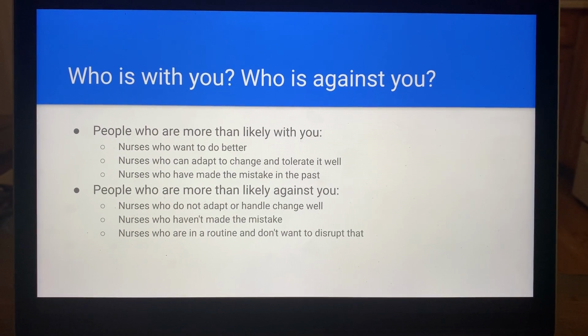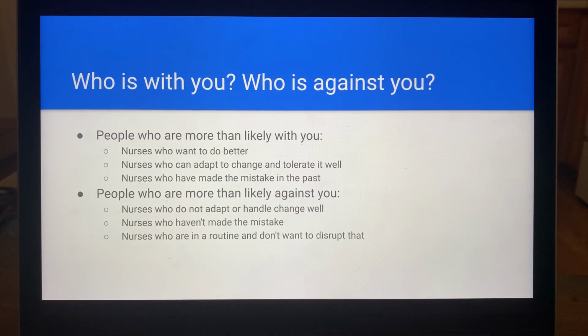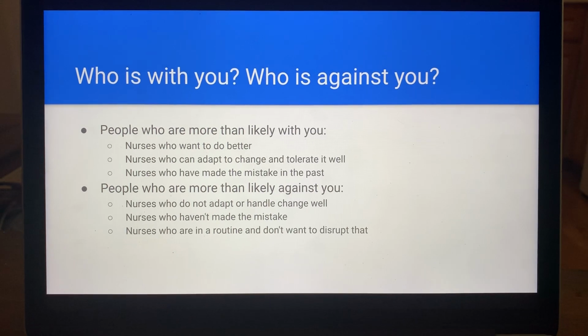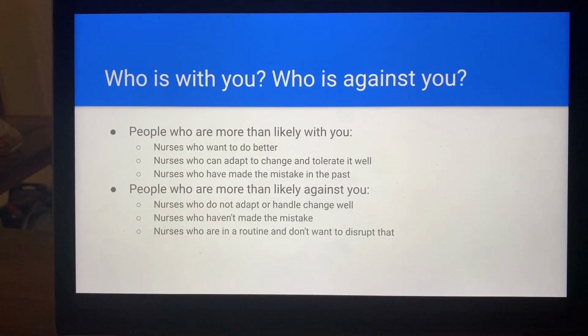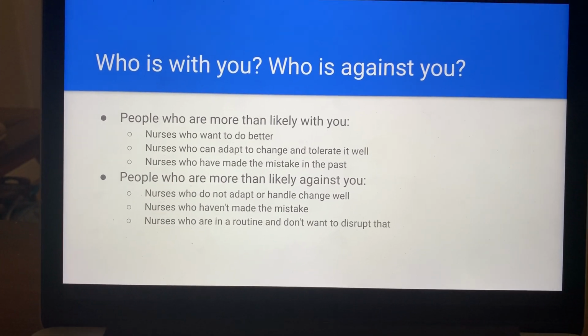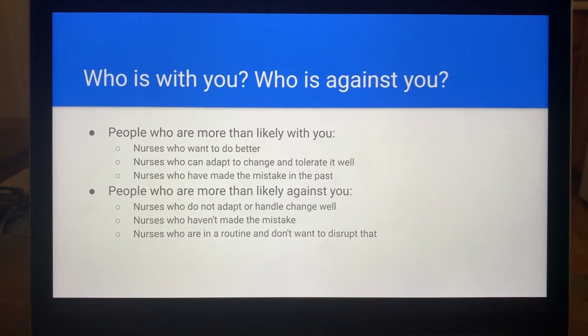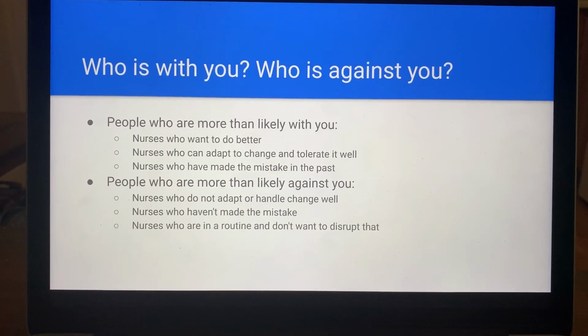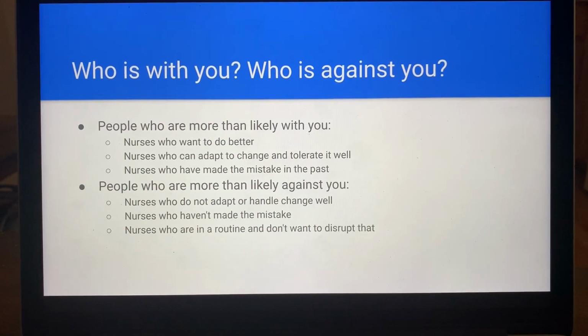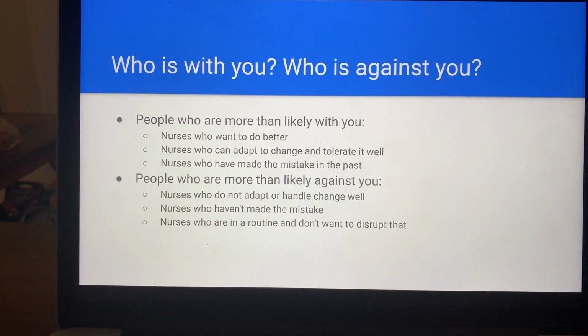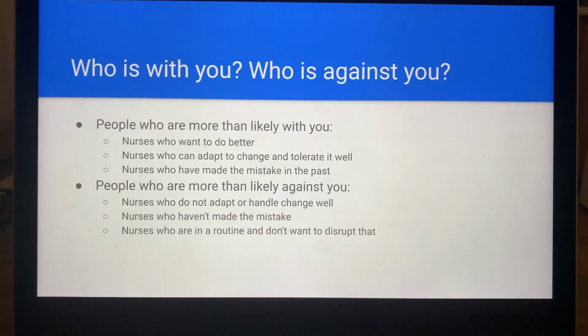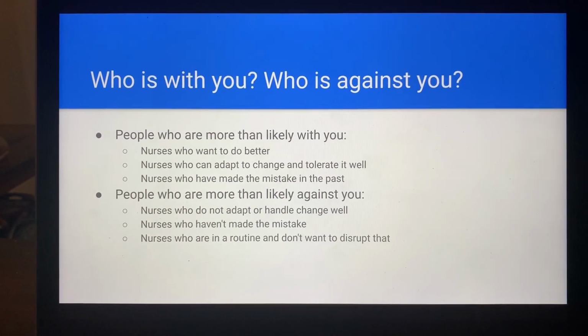People who are more likely to be against you are nurses who don't adapt to change well. People that don't adapt to change well try to stay clear of it. Nurses who haven't made the mistake, so they don't understand the severity of it, and then nurses who are in routine and they just don't want to disrupt that. They've gotten a routine of doing things a certain way and they really don't want to change it.